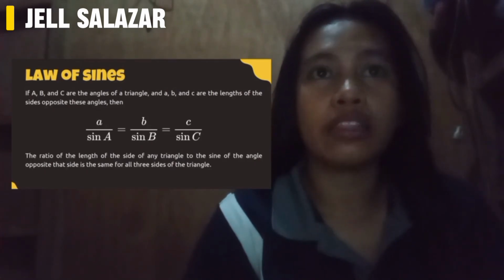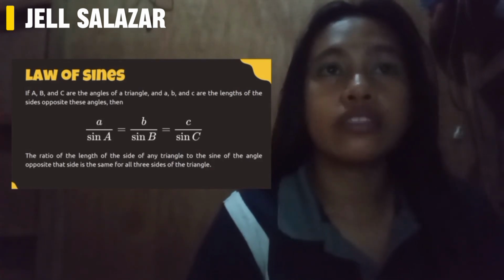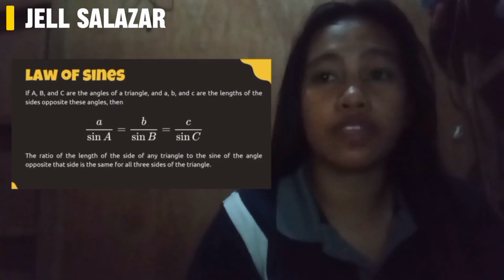The ratio of the length of the side of any triangle to the sine of the angle opposite that side is the same for all three sides of the triangle.